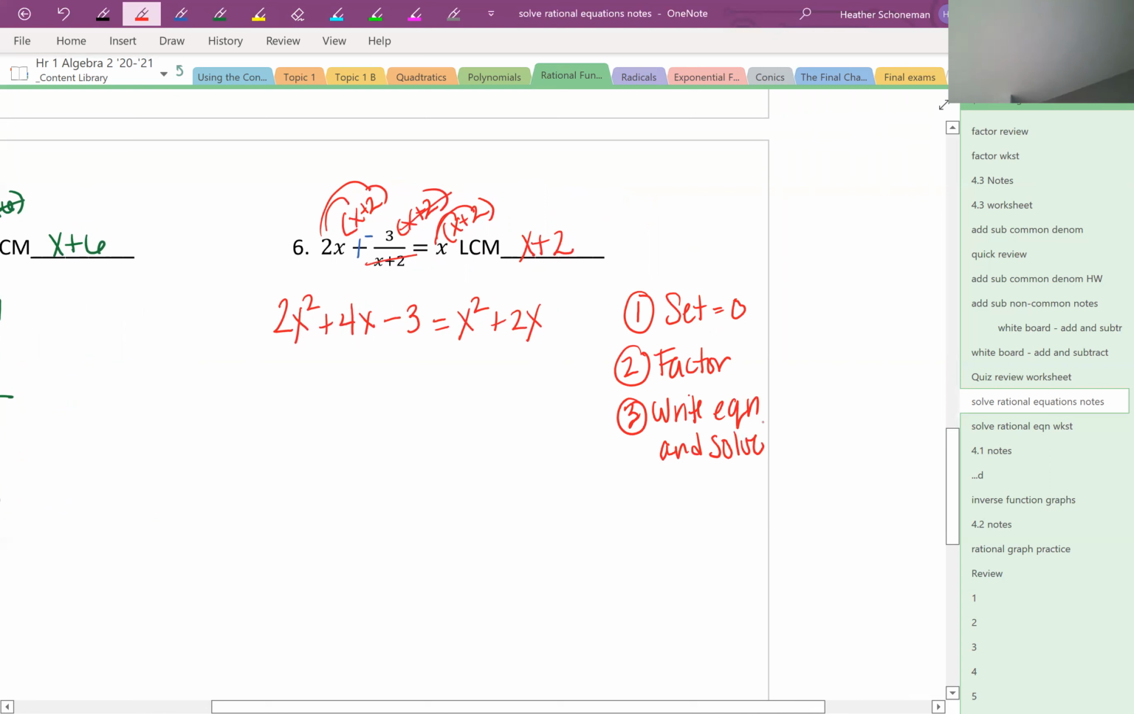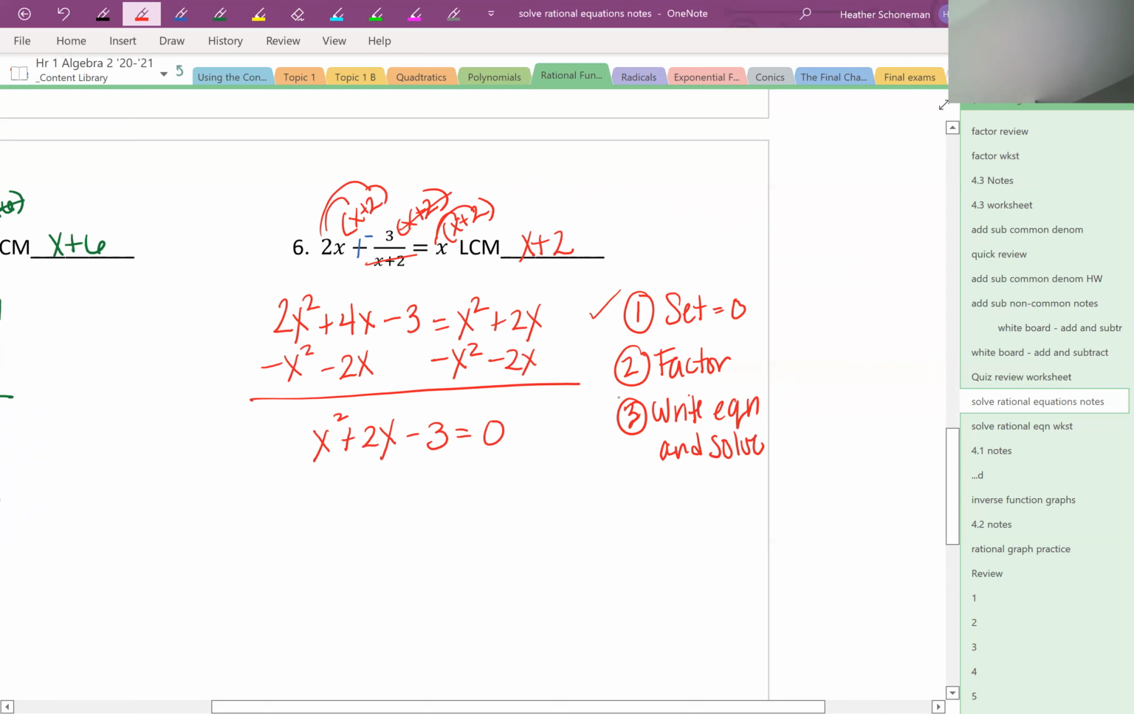Okay, so let's look at number 6. When we set it equal to 0, we have to keep the x squared positive. In order to keep the x squared positive, I need to put everything on the left side. So I'm going to subtract x squared, make sure I'm lining up like terms, and subtract 2x. So this gives me x squared plus 2x minus 3 equals 0.